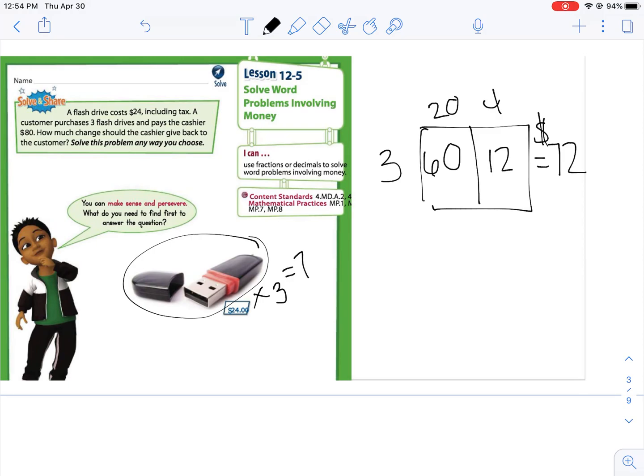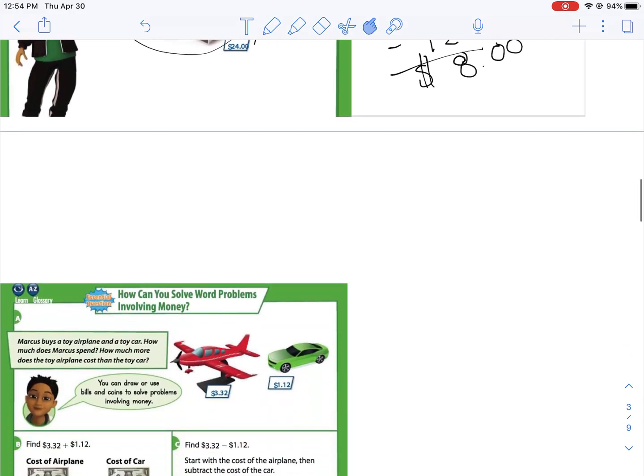So this equals $72. But we also need to know how much change she gets back after the $72. So we're going to have to subtract. So $80 minus $72. And so, of course, we're going to have to borrow from over here. So this becomes a 7. This is a 10. And 10 take away 2 leaves 8. And this is 0. So she has $8 and change left. Is that what you got? I hope so. All right. And then we're going to continue.